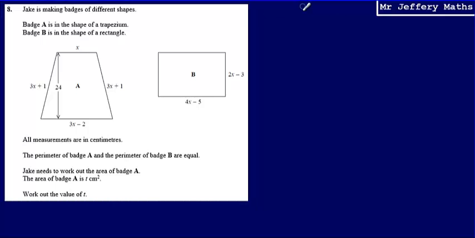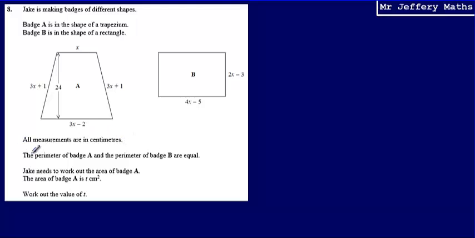This is question 8 in a series of videos taking a look at the Edexcel practice papers. Here we're told that Jake is making badges of different shapes. Badge A is in the shape of a trapezium, badge B is in the shape of a rectangle. And we've got these diagrams to help us. We're told that all measurements are in centimetres.